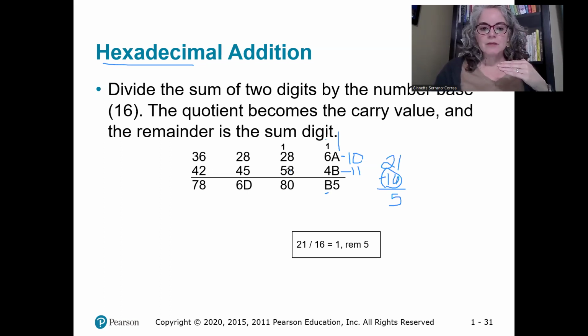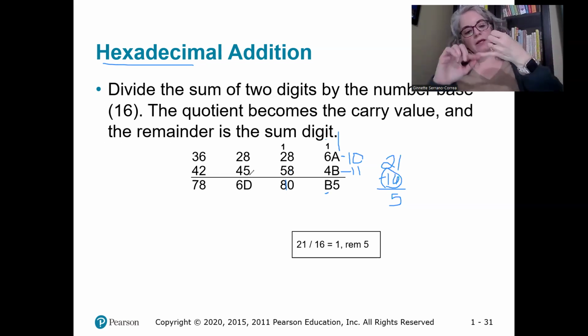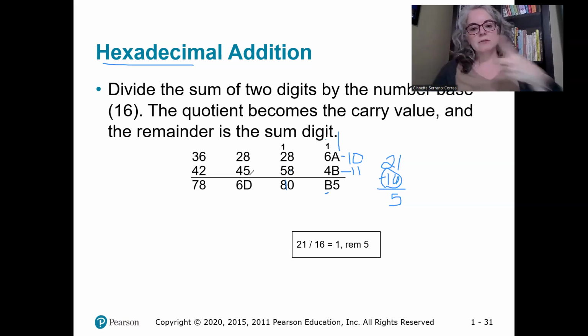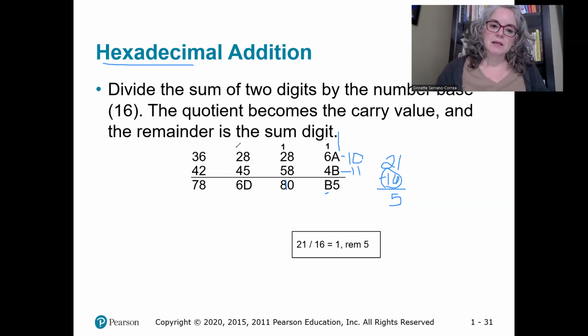2 plus 1 is 3. 3 plus 5 is 8. 8 plus 5 is 13. Again, A is 10. So you have 10, 11, 12, 13, A, B, C, D. So 13 is represented by a D. And then 2 plus 4 is 6. 6 plus 2 is 8. 3 plus 4 is 7. So this is adding hexadecimal numbers. Again, base 16, you carry. Once you get to 16, you carry and you write the remainder.